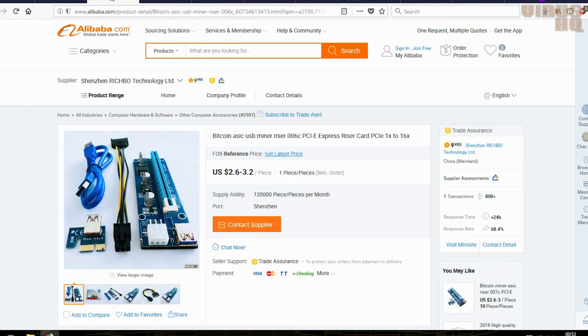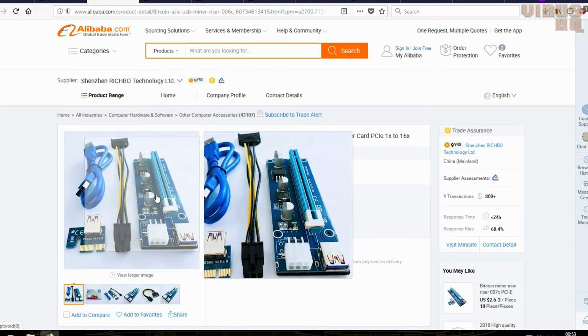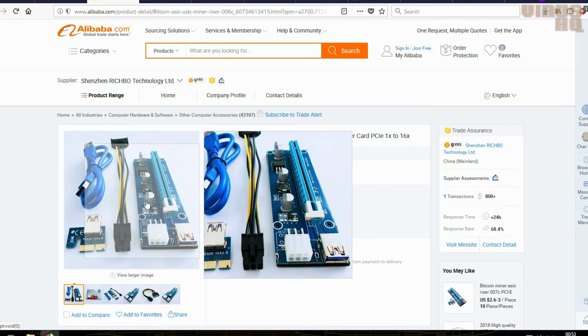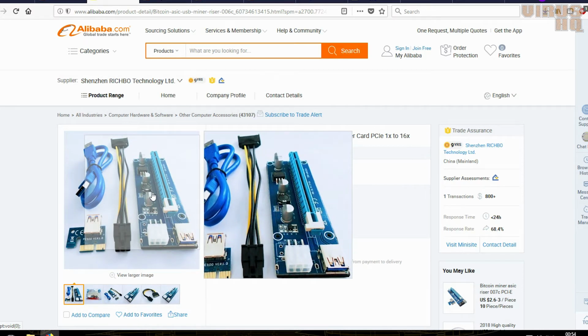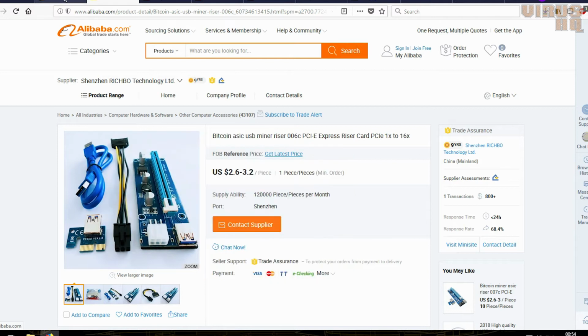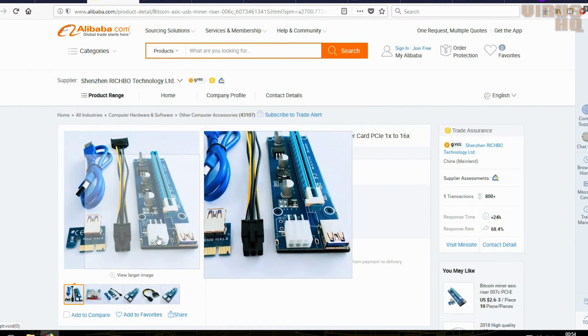The next type of risers and my most favorite risers are these ones. These are blue colored risers and the PCB design is the same as the white ones. The only difference being that it has only one power connector, that is the 6-pin one. And I'm happy with it. Why? Because a 6-pin power connector gives the GPU enough power through the PCI express port.